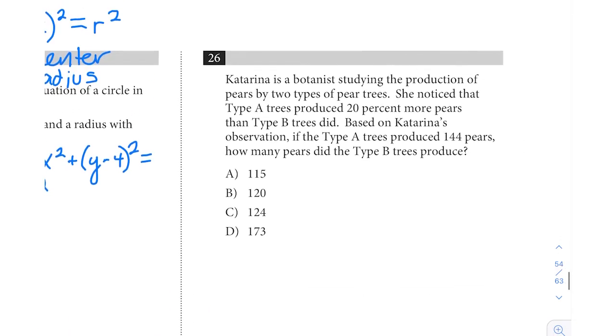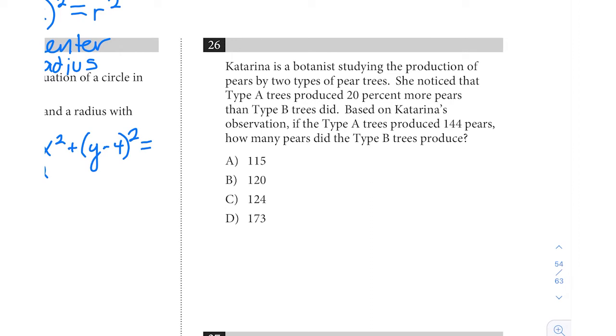Up next, let's take a look at question 26. In this one, it says, Katerina is a botanist studying the production of pears by two types of pear trees. She noticed that type A trees produced 20% more pears than type B trees did. Based on Katerina's observation, if the type A trees produced 144 pears, how many pears did the type B trees produce?